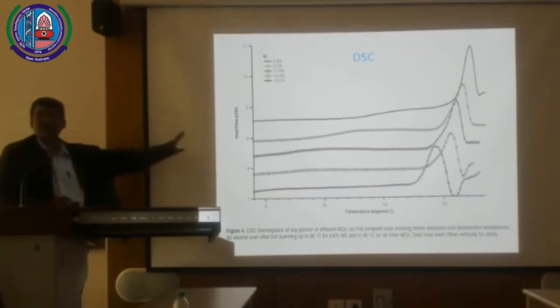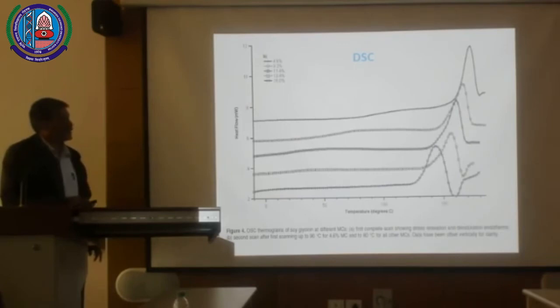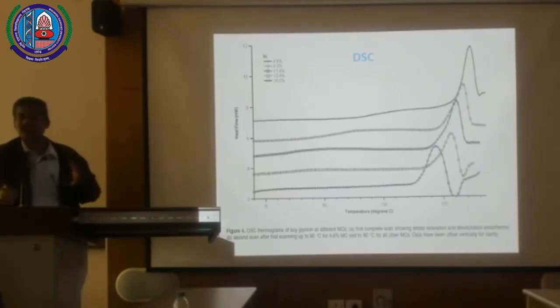This is the second scan data. We measured the glass transition temperature. I'll integrate this. This is the delta Cp change, the heat flow change. That's the glass transition, so you check the delta Cp. This is the second order change.